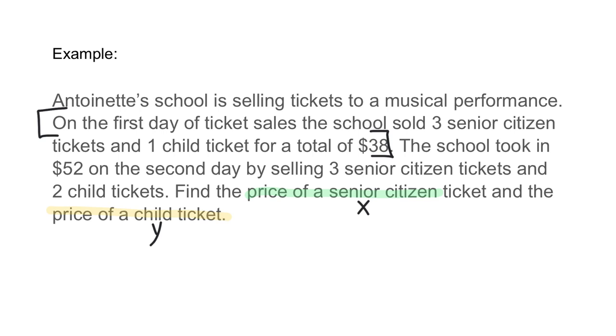If you decided to reverse that and let the child ticket be X and the senior ticket be Y, you still get the same answers. Your point will be backwards, but what your point says will still be the same.